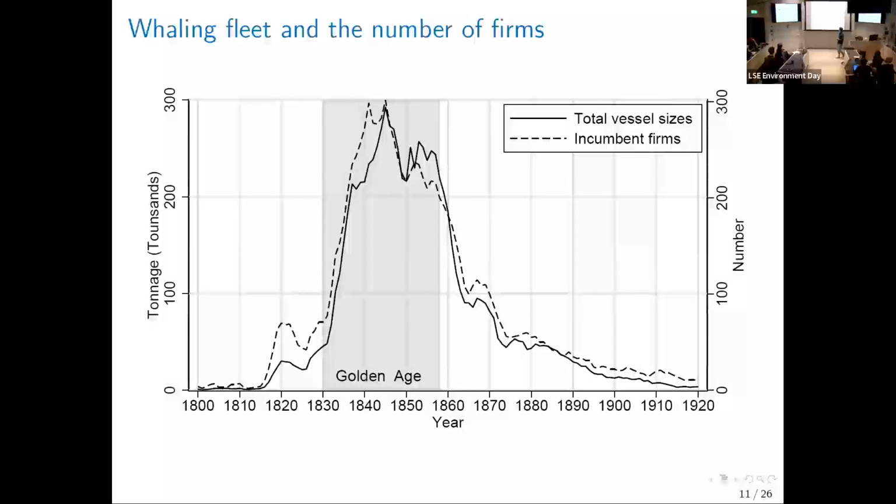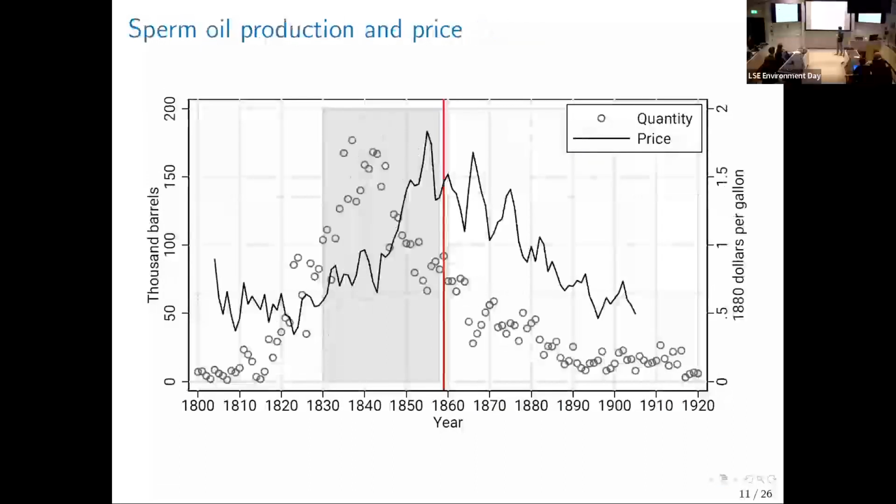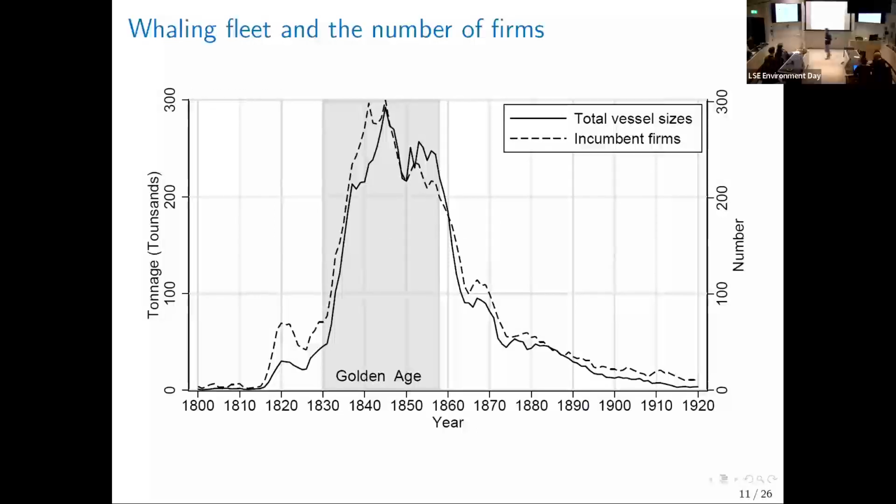This graph shows the total whaling vessel tonnages and also the number of whaling firms. The shaded period from 1830 to the 1850s was called the golden age of American whaling. We can see the huge growth and then very quick decline of the industry. Was the decline just a lack of whales, or the replacement of the industry? I will explain that part in the next slide.